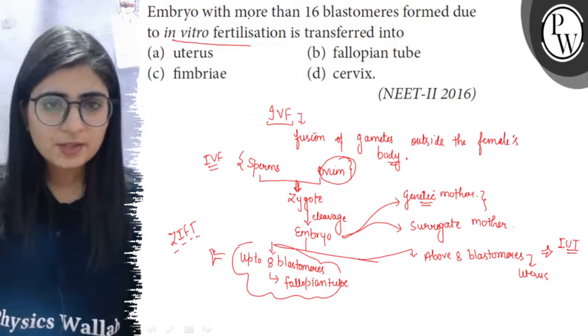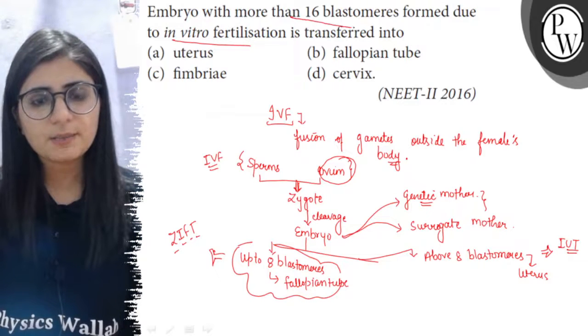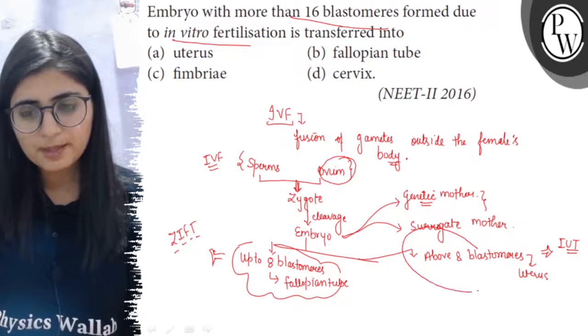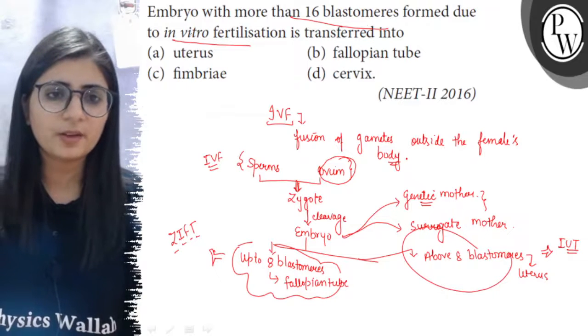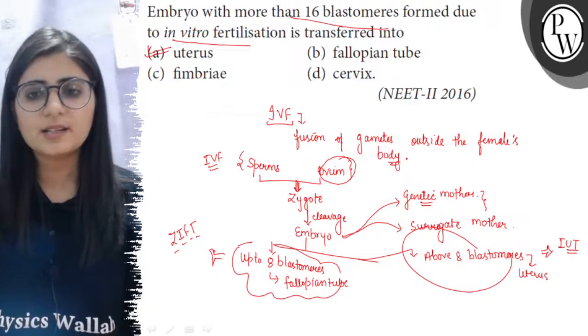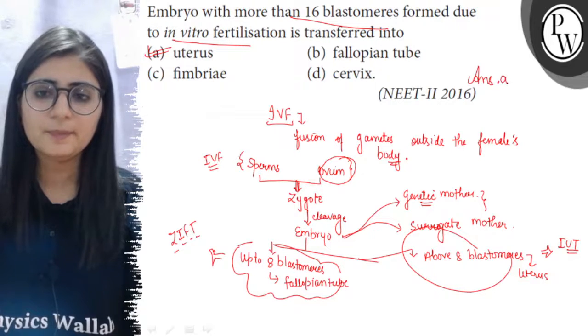So here the question is given that the embryo has more than 16 blastomeres. So if it is above 8 blastomeres, then it will be directly transferred into the uterus. So the right answer of this question is option A.